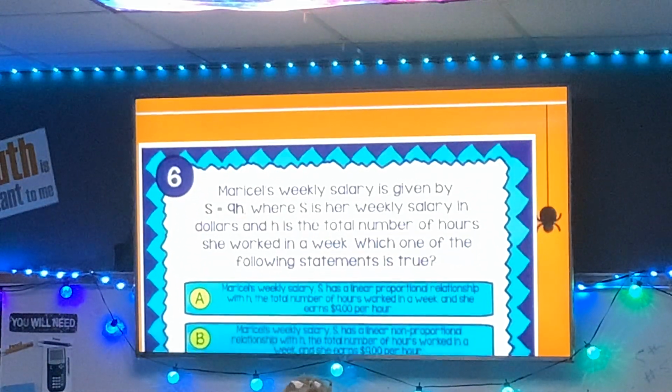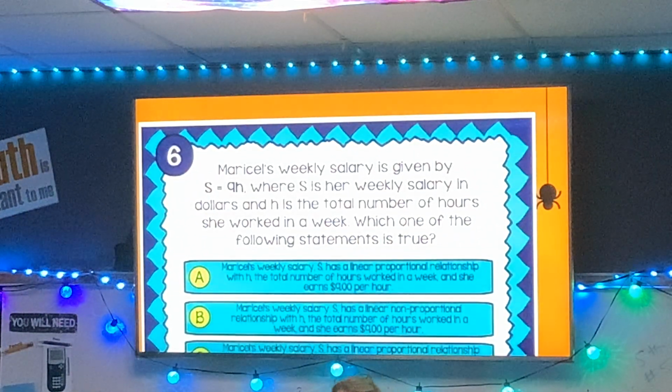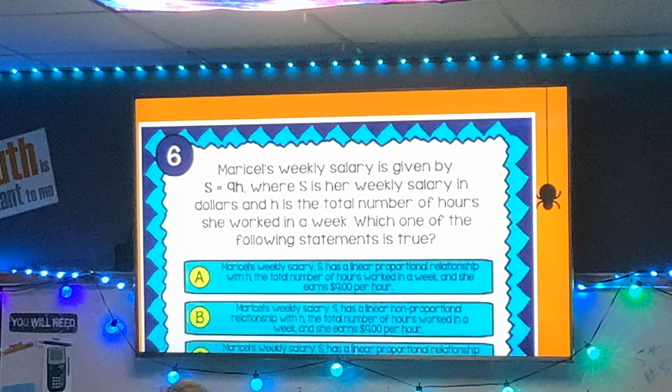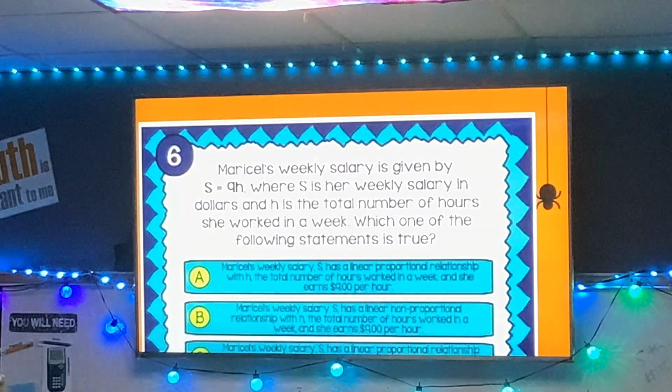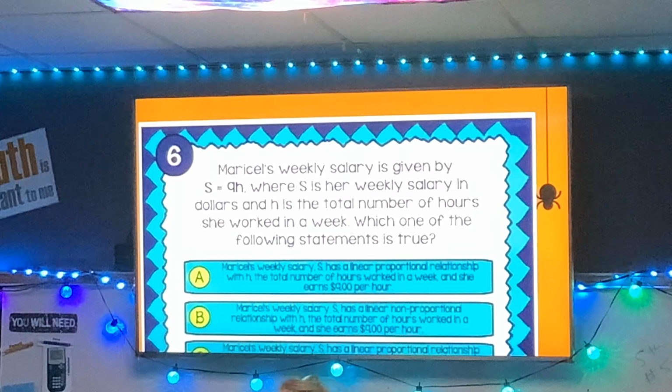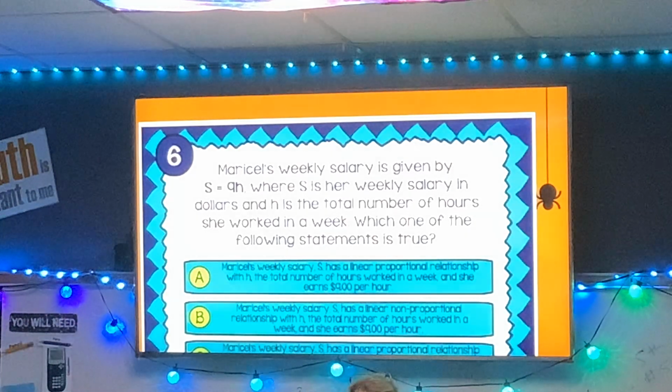Now we're going to change gears. They're going to give us an equation, which is nice because we can get rid of 2 answers automatically. Marcel's weekly salary is given by S equals 9H. By looking at that formula, is it proportional or non-proportional?